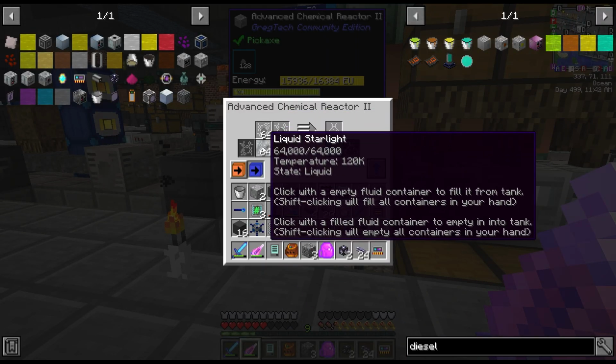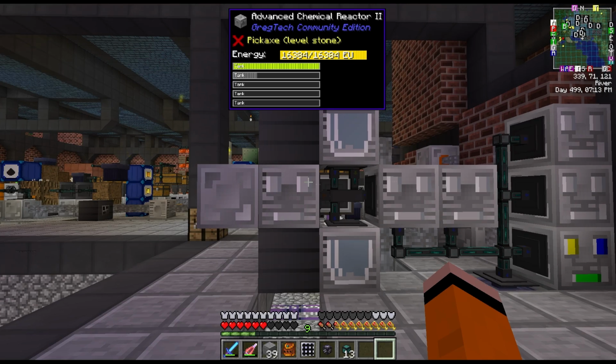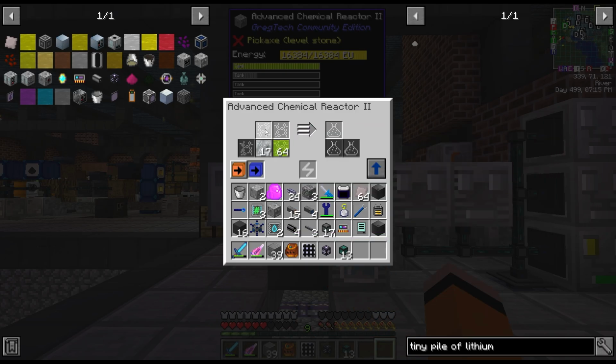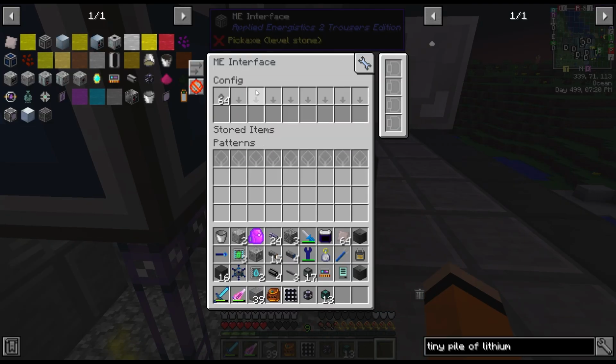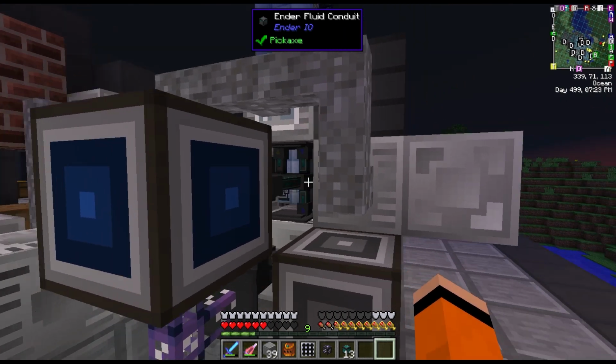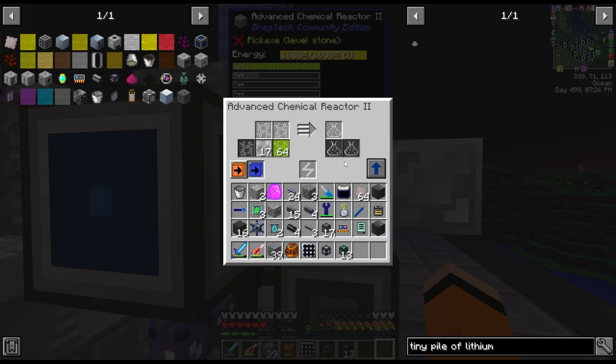But anyways, this gives us our cetane, which then we have one more chemical reactor to mix it with lithium and liquid starlight. So I got the liquids hooked up for this. All that we're missing in here is tiny piles of lithium, which I have put on the interface here with an item conduit going into the right hand side of that chemical reactor.